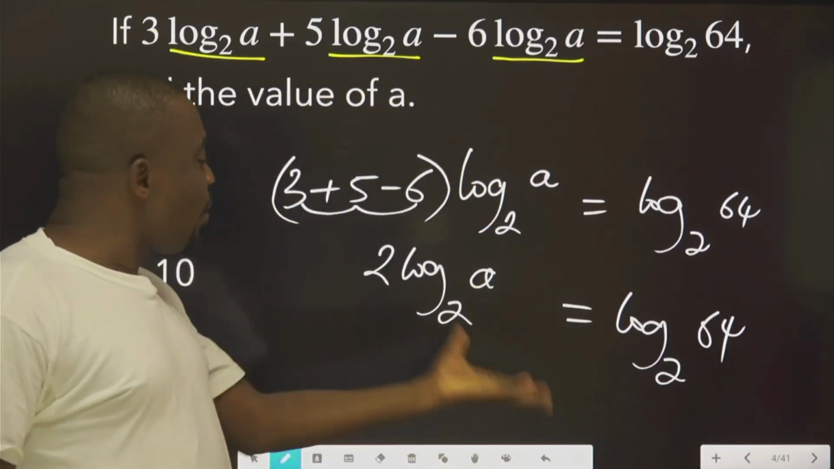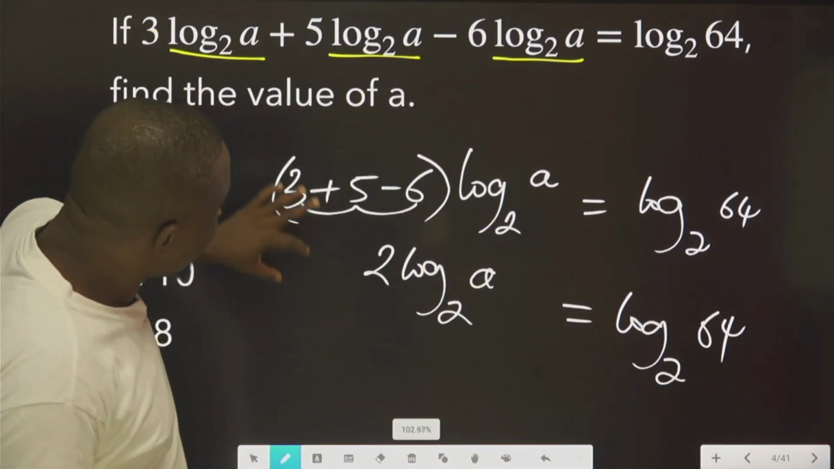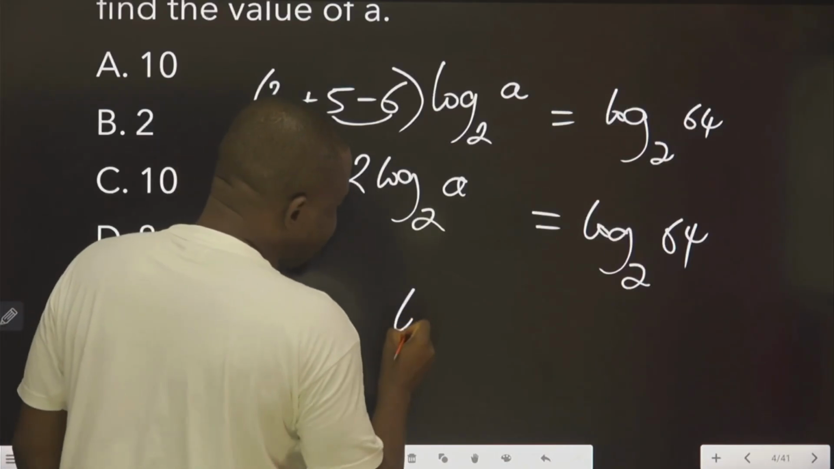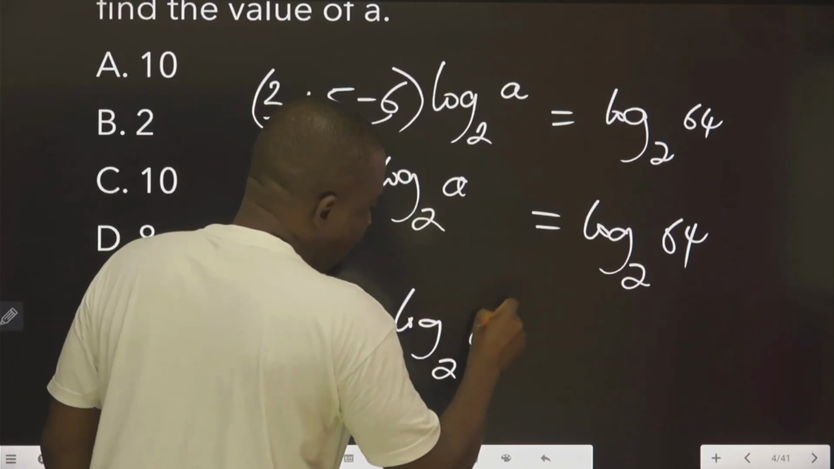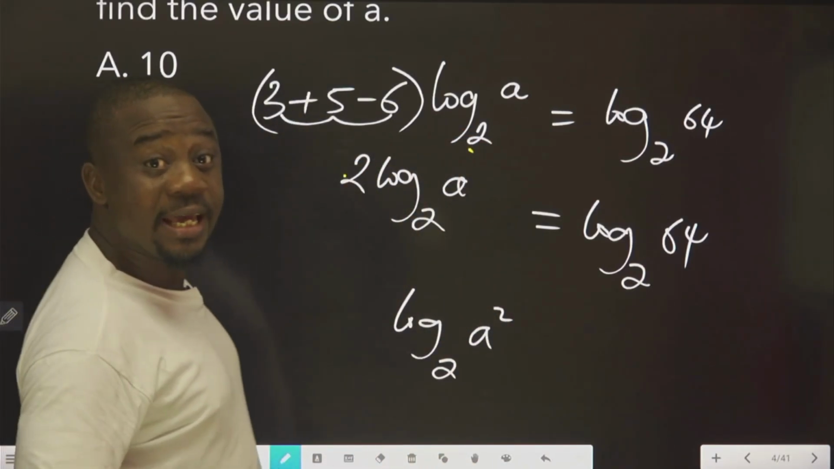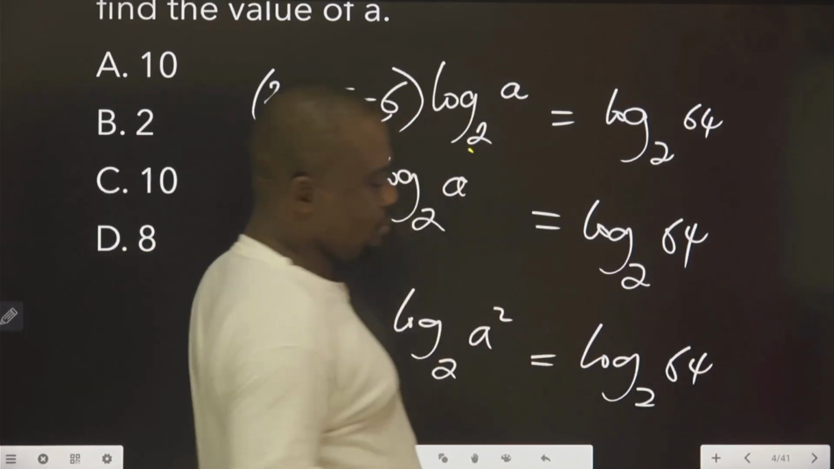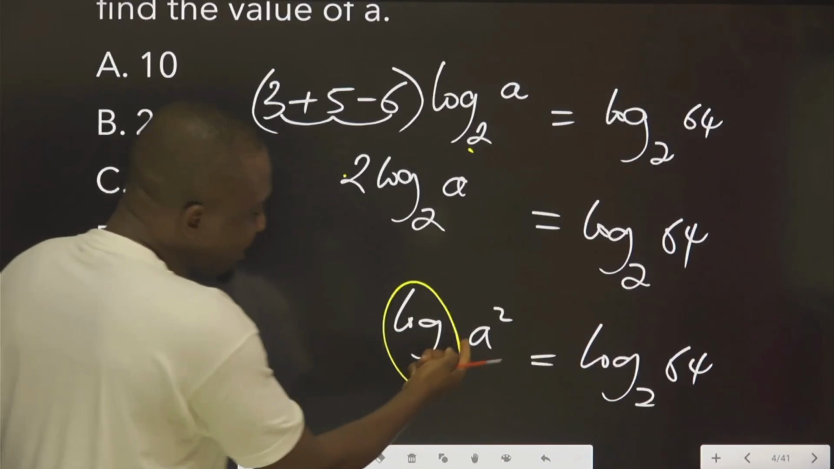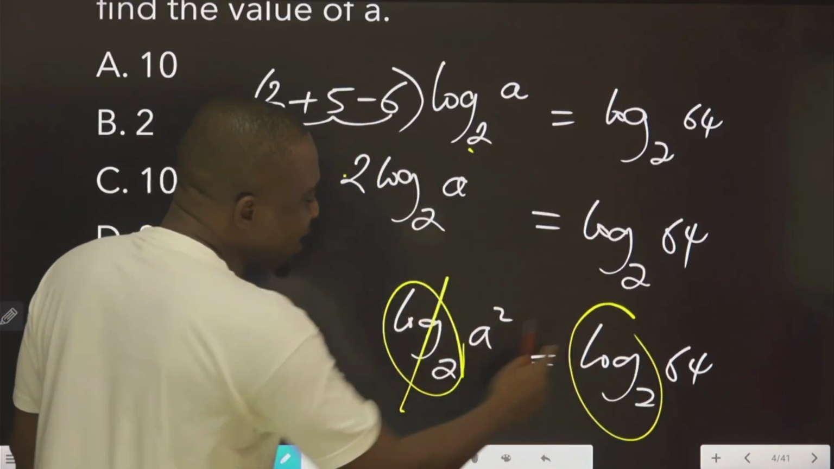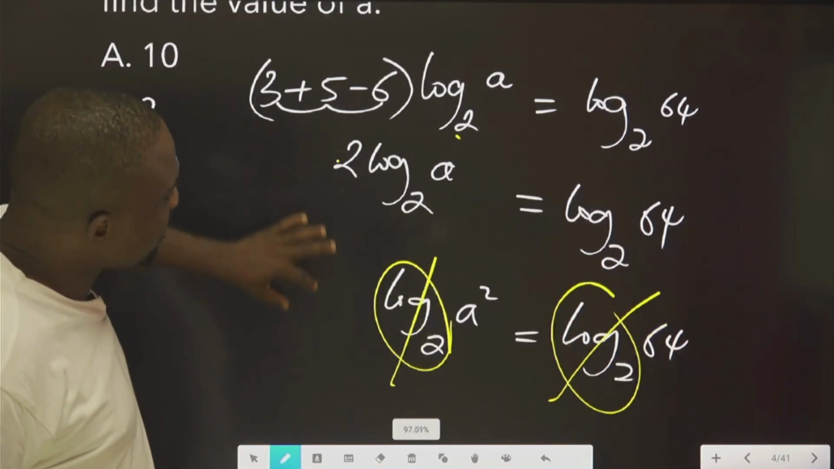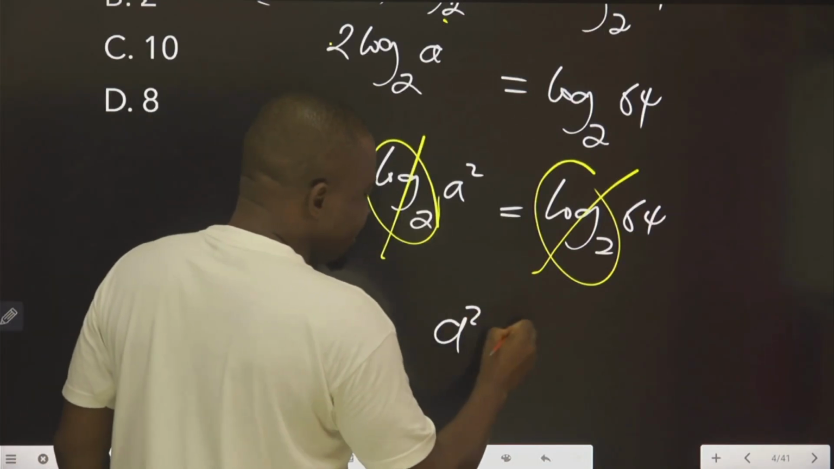Okay? Now that you have this, as you can see, these two that I said we can take up. That is, we bring this 2 on top of this A, which equals log this 64. Now, as you can see, this and this are the same, so we can actually cancel them. What is remaining now is this equals 64.